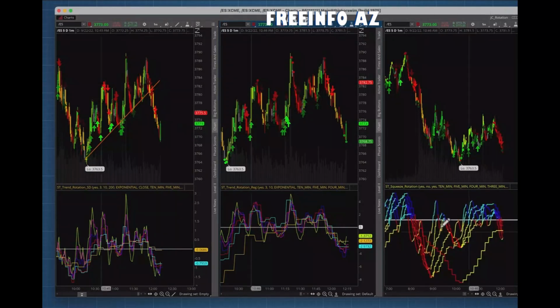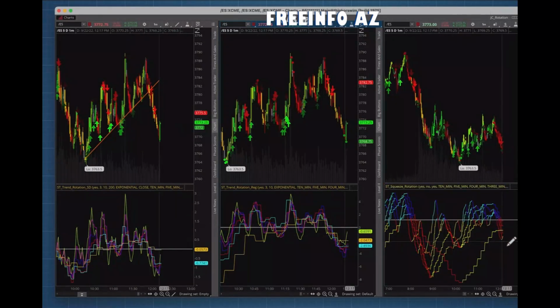What's the difference between the 3 charts? These are 3 different versions of the indicator. So we've got the squeeze rotation that uses the squeeze histogram oscillator. We've got the trend rotation that's using a faster moving average oscillator, EMAs, and then the trend rotation standard deviation, which is this same oscillator but normalized so that the values read in standard deviations.